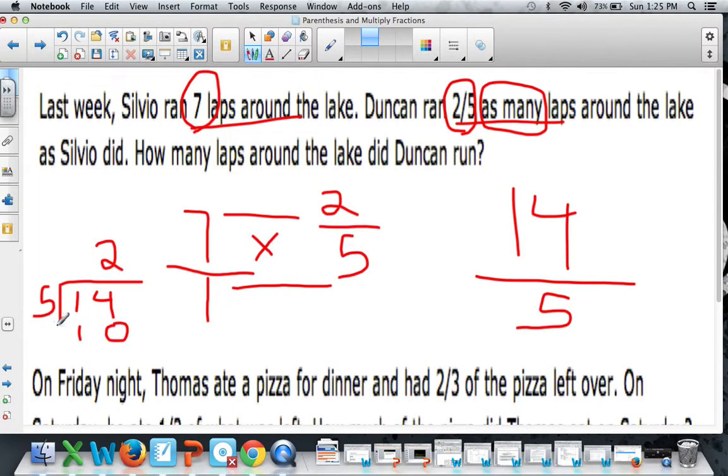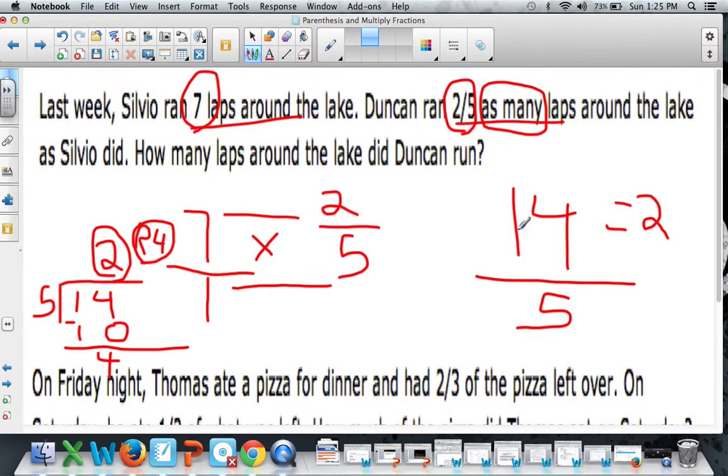14 minus 10. Remember, this is the long division steps. 14 minus 10 equals 4. And that's your remainder. Remainder 4. But what you do in special fraction world, this is what you do. The answer is how many wholes you have. So 14/5 equals 2 wholes. But you can't ignore the remainder.